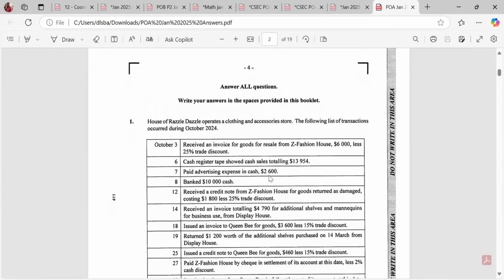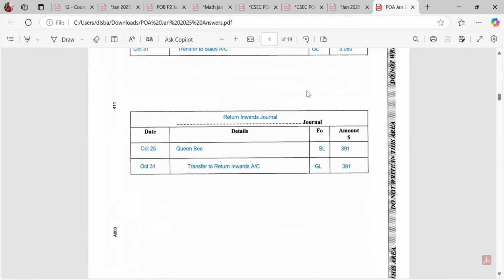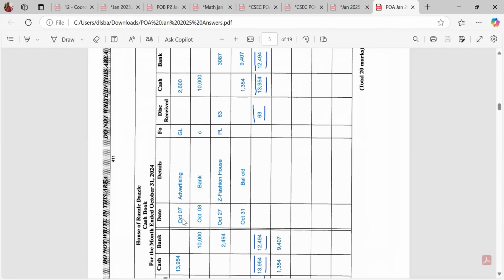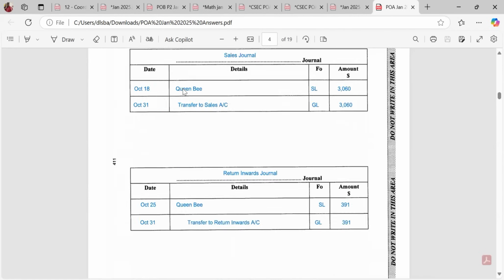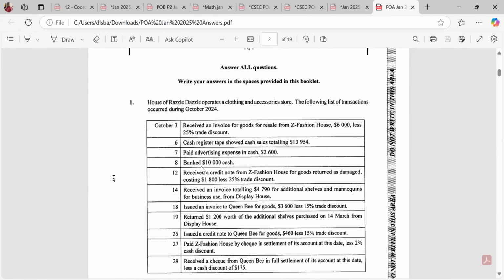Which journal records all cash and bank transactions? Cash book, right? If we pay expenses, debit side or credit side? Credit, because we're spending money, right? So again, I went to the cash book, October the 7th, advertising. That is not a person, so the folio is GL. $2,600 under cash. Banked $10,000 cash. Which journal?